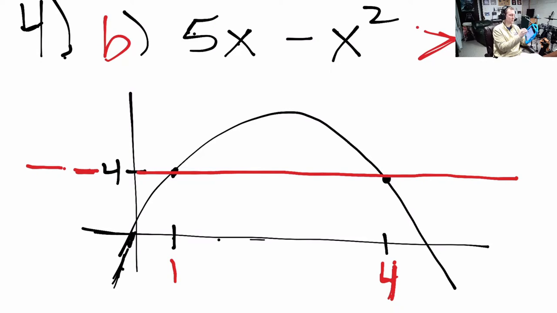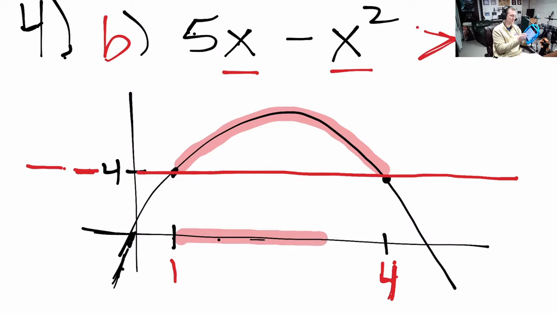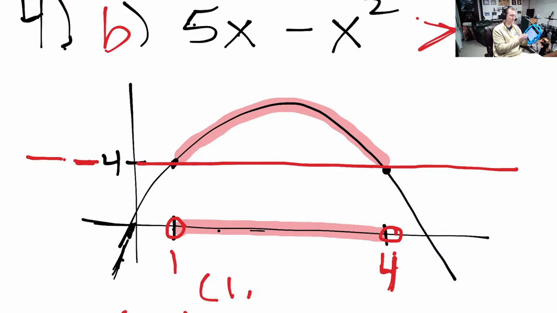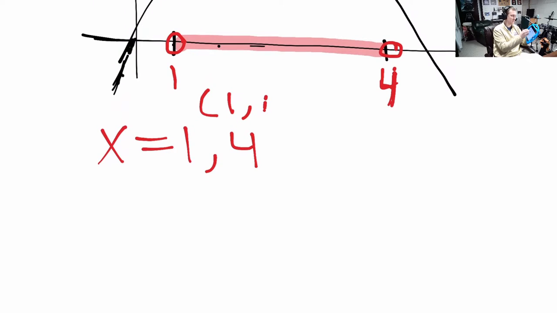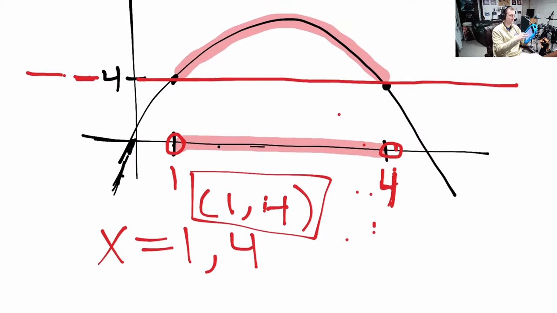I can see here that the left-hand side is bigger in this part of the graph than the right-hand side. And so our solution is all those x values that make that true. And those x values are down here. So we're not allowed to include 1 or 4 because there's no possible equality sign underneath here. It's strictly greater than. But our solution is this interval from 1 to 4. Those are our possible solutions here. So this interval solves the inequality that we had above.